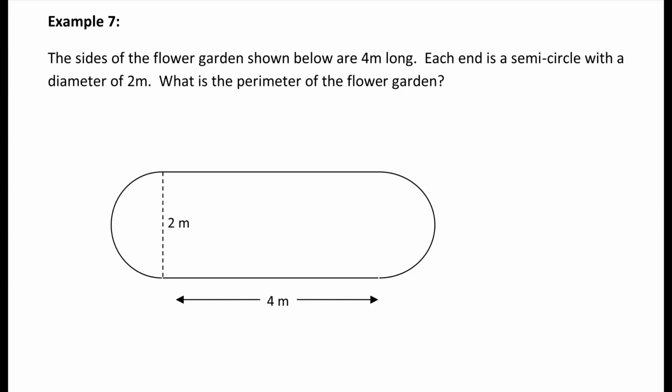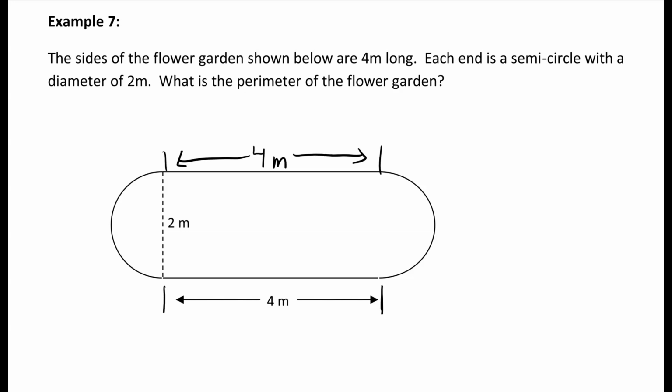And for our last one here, no, unfortunately, this isn't a hockey rink. It is just a flower garden. For this one, it says the sides of the flower garden shown below are 4 meters long. So from here to here are 4 meters long. That means on the top, here to here, is going to be 4 meters long as well.